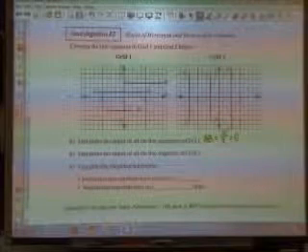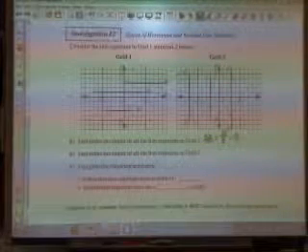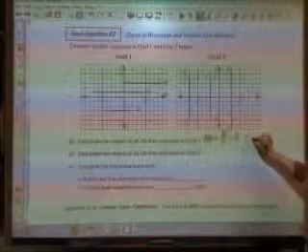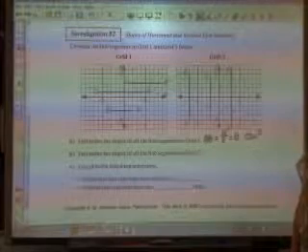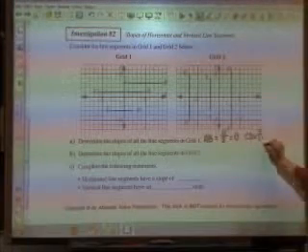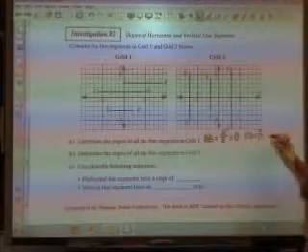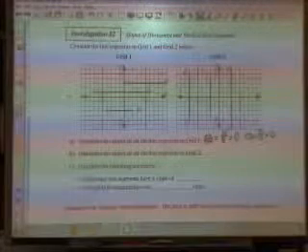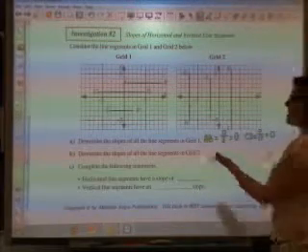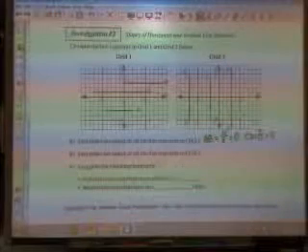Okay, look at line segment CD. What's the rise of line segment CD? 0. What's the run? 11. So what's the slope? 0. What's the slope for line segment EF? Why? There's no rise. So if there's no rise, the slope is going to be equal to 0.